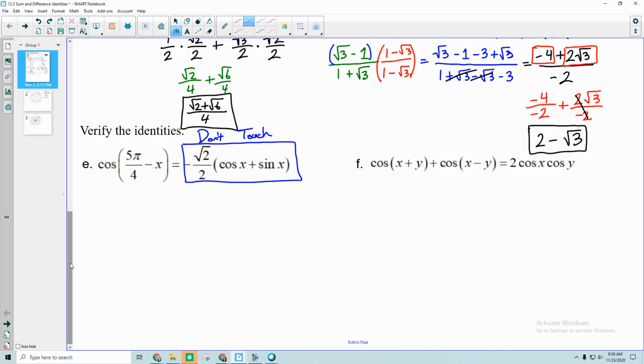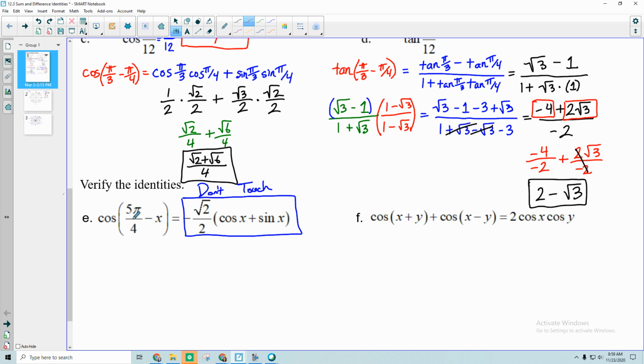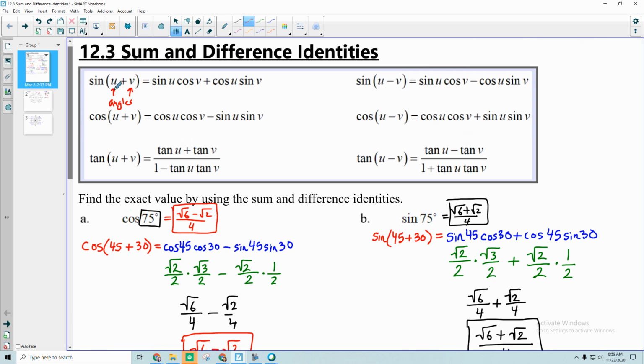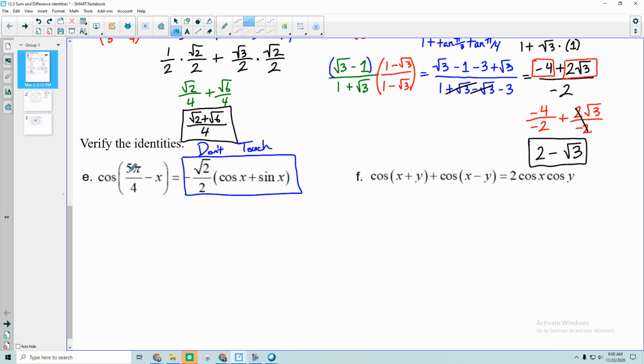So if we're going to use our difference identity, because there's subtraction there, for cosine, I'm using this identity, okay? Right now, my two angles that I'm working with, the u and the v, would be 5 pi divided by 4, and the second angle would be x. We don't actually have a value for that, but we'll substitute in this x everywhere that we see a v, and we'll substitute in the 5 pi divided by 4 everywhere that we see a u in that identity. So this goes in for u, this goes in for v. Okay, that's u and that's v.